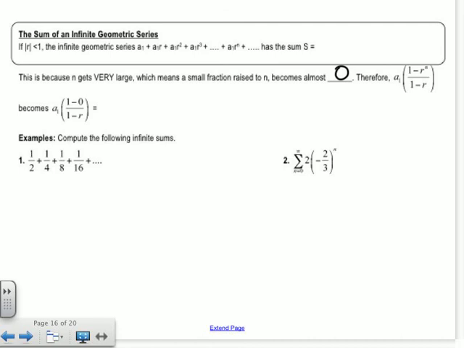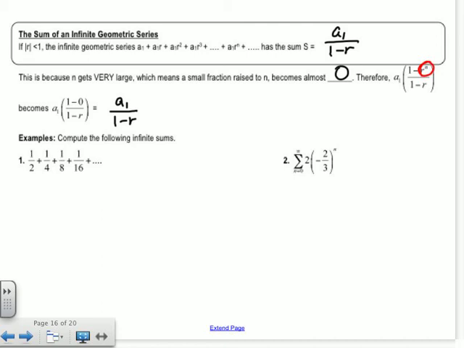So therefore, in the equation that we had before, this part right here, r to the n, becomes 0. So it's a sub 1 times 1 minus 0 over 1 minus r, which is a sub 1 over 1 minus r. Okay, so that's your formula. I'll also give you that one on your test, but you need to know the difference. That's the infinite one, and it's just for geometric, not for all of them.